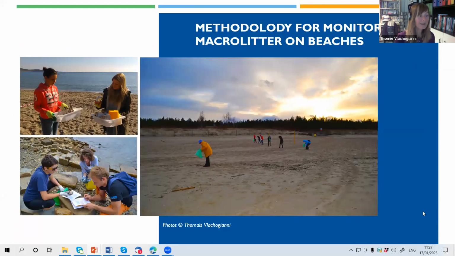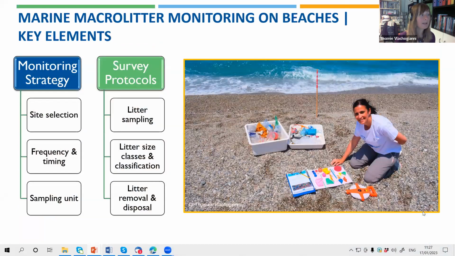And now, going straight to the methodology for monitoring macrolitter on beaches. In fact, the key elements of the methodological approach are clustered into the monitoring strategy and the survey protocol itself. The monitoring strategy consists of the site selection criteria, the frequency and timing of the survey and the sampling unit, and the survey protocol defines how the litter sampling should be performed, the litter size classes and classification system to be deployed, and the litter removal and disposal approaches.